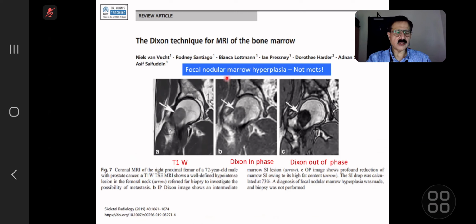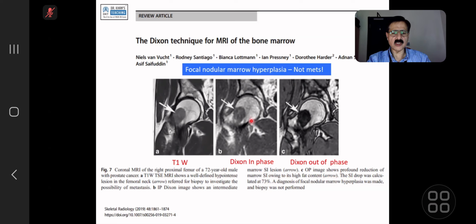Look at this one. This is from Skeletal Radiology. Now, Ian Pressney is one of our DKT faculty members. He shared this with me. This is his study from Royal National Orthopaedic Hospital. Look at this in phase. So on a T1 weighted sequence, there was a lesion here. Now, this is a very good example. And you are not very sure, is it normal or abnormal? You do Dixon. Only 2 phases have given you the answer.